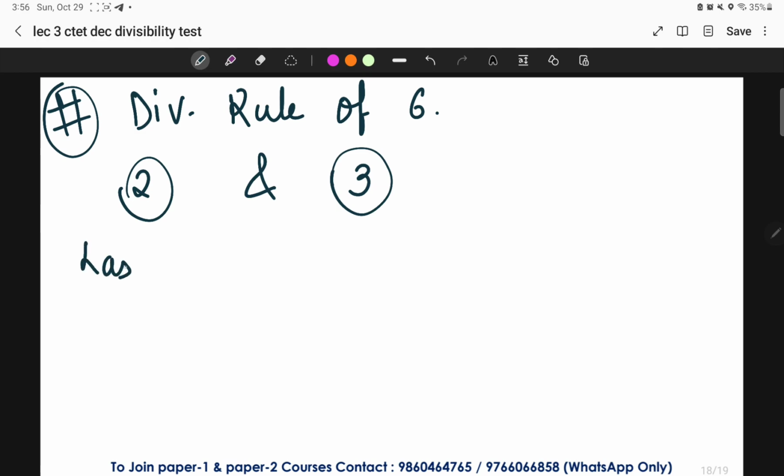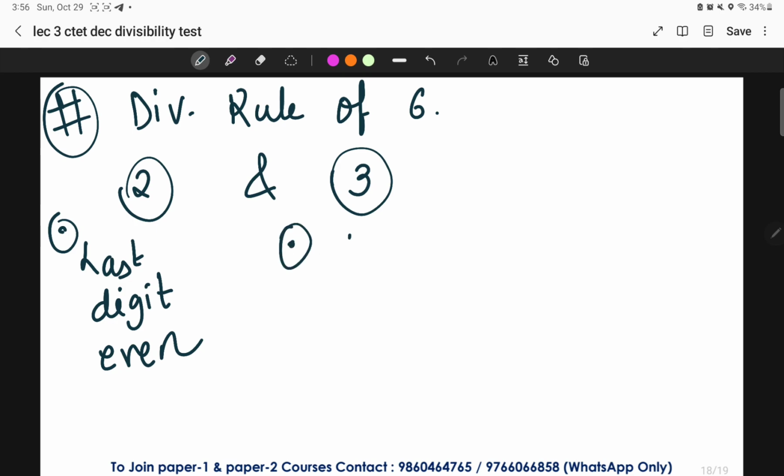The last digit should be even. In case of the divisibility test of 3, we take the summation of all the digits and divide it by 3. If it is divisible by 3, then the number is divisible by 3. This was about 2 and this was about 3. So what does the divisibility rule of 6 talk about? Numbers which are divisible by both 2 and 3.